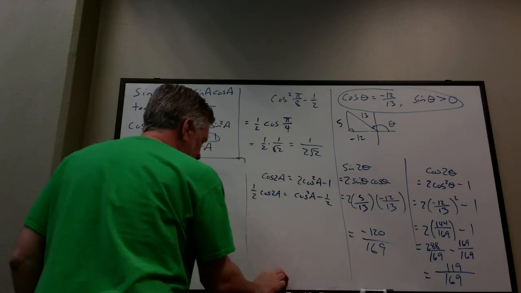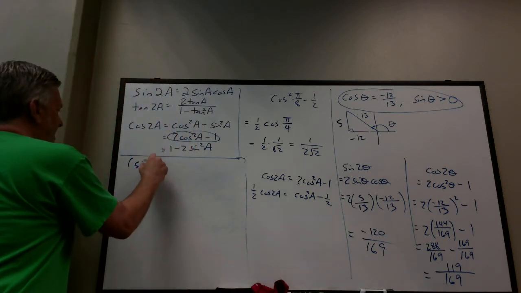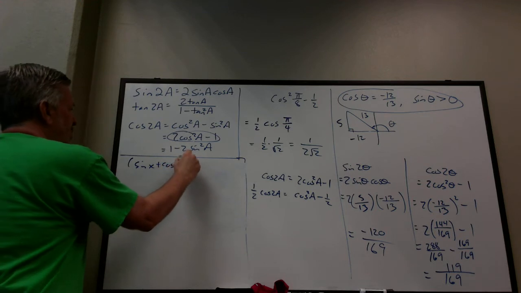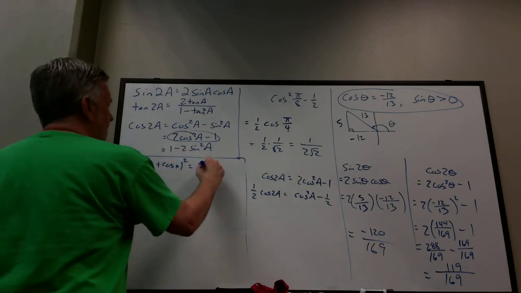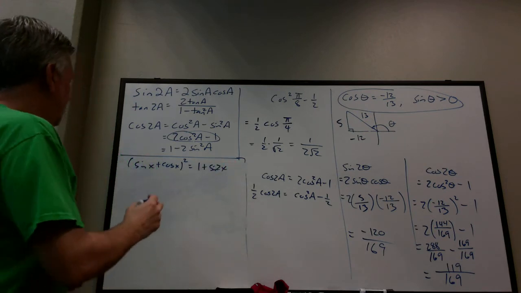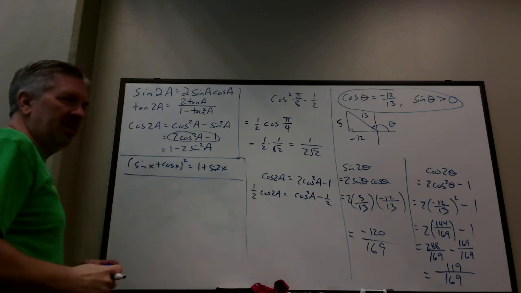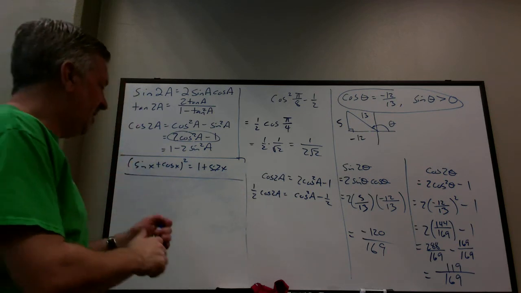Okay, so I'll just start here. It says verify (sine x plus cosine x) squared is 1 plus sine 2x. Right? And show this as an identity. So what's the procedure for showing an equation as an identity? You start on one side and work your way to the other.